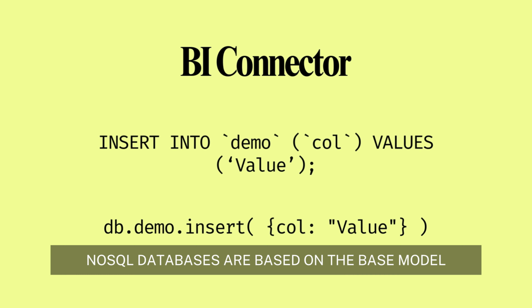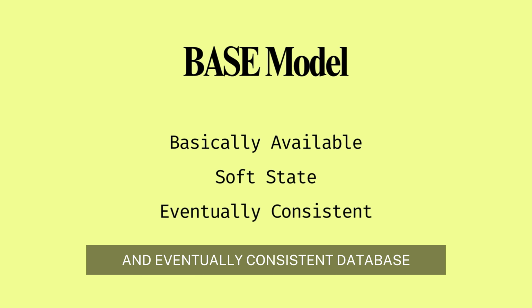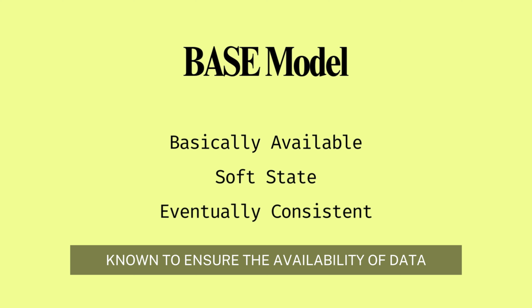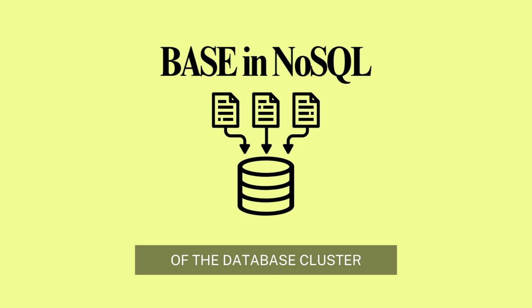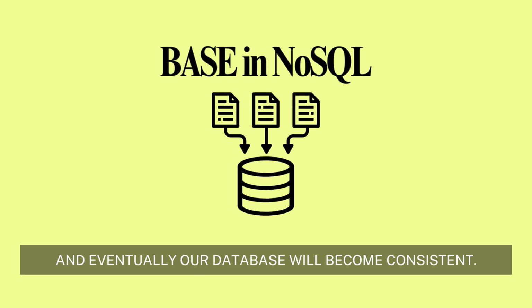NoSQL databases are based on the BASE model, which stands for basically available, soft state, and eventually consistent, which in essence defines NoSQL. NoSQL databases are known to ensure the availability of data by spreading and replicating it across multiple nodes of the database cluster. Data values may change over time, and eventually our database will become consistent.